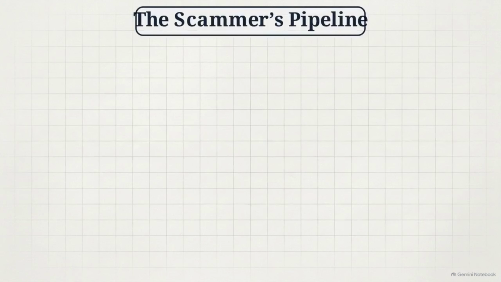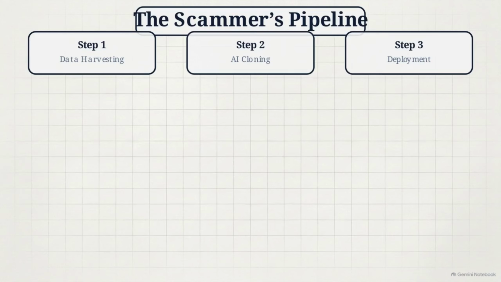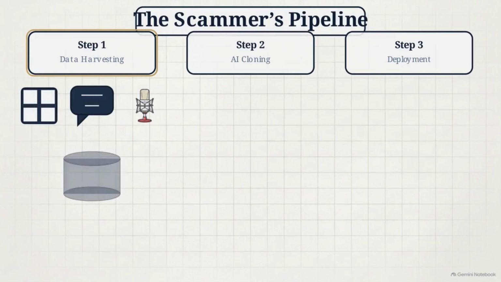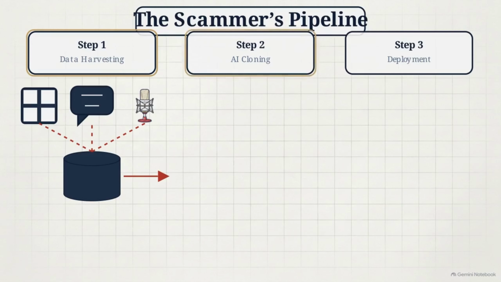We can break the scammer's methodology down into a three-step technical pipeline. Step 1 is data harvesting. Attackers use web scraping tools to pull from your public social media profiles, effectively treating your digital footprint as an unsecured database. Once harvested, the data flows into Step 2, AI cloning.